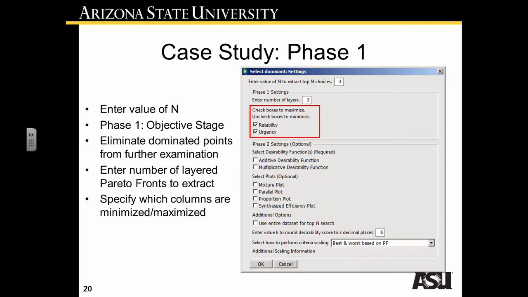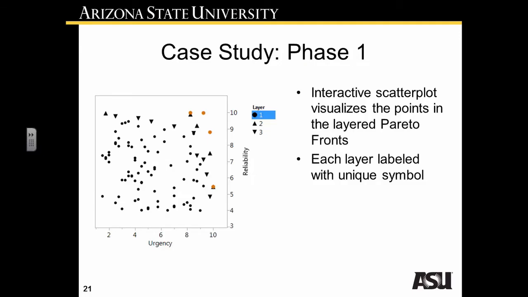The first thing that you get from this output in phase 1 is an interactive scatter plot. This allows us to visualize the points or solutions in the layered Pareto front, and each layer is labeled with a unique symbol. So here the highlighted points belong to layer 1, here are our layer 2 solutions, and here are the subpopulations in layer 3.